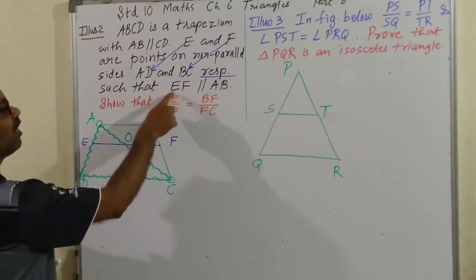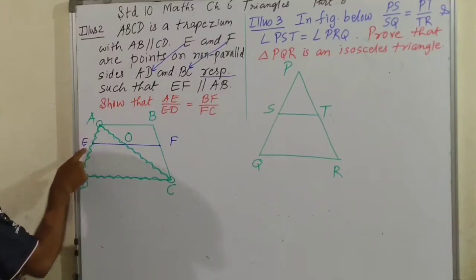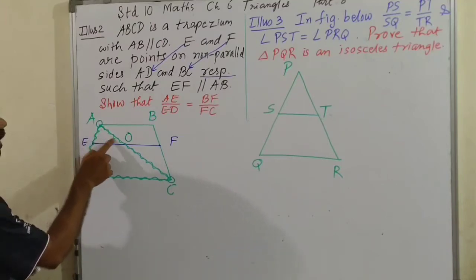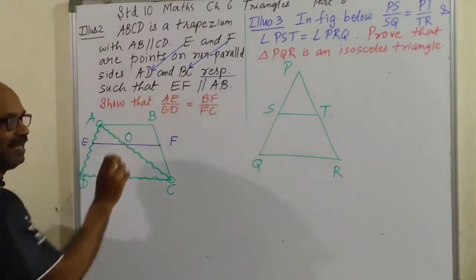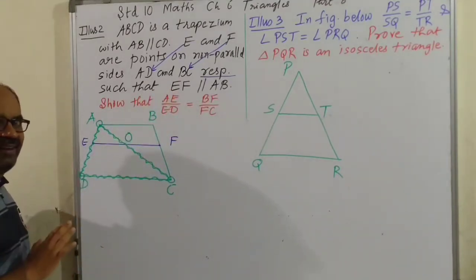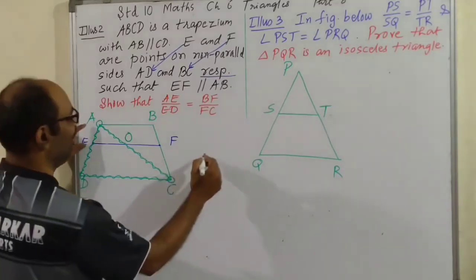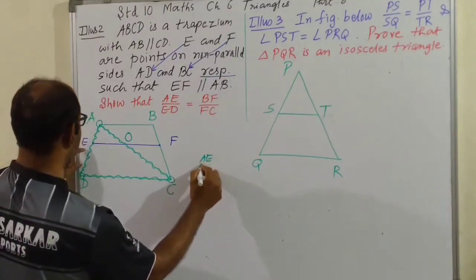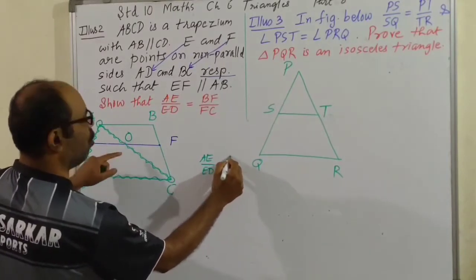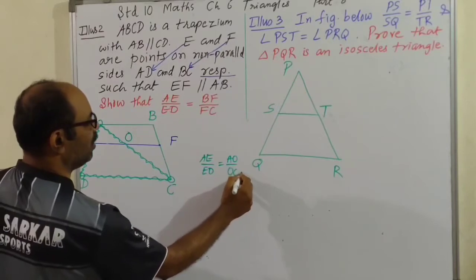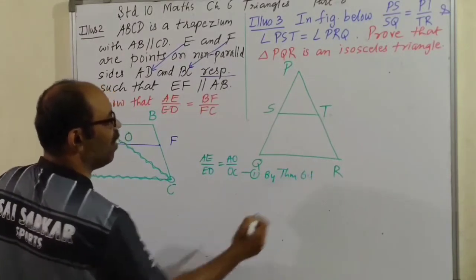देखो यहाँ भी focus करो AE upon ED. I'm going to get it. AE upon ED is equal to AO upon OC. I'm not getting this, but I'm getting this. Don't worry, preserve it. Alright? So what I got? AE upon ED is equal to AO upon OC. Result 1 by theorem 6.1.